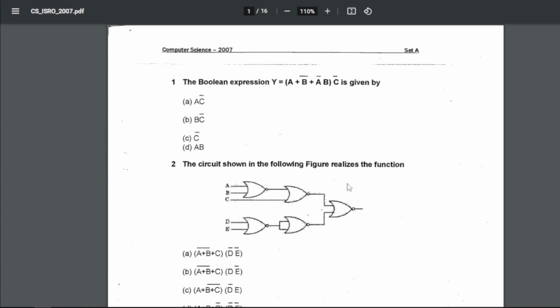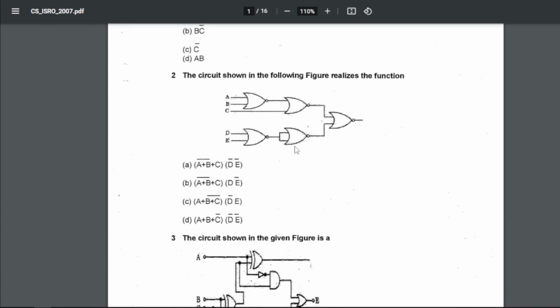So yeah, the very first question is the Boolean expression, that is y equals to a plus b bar plus a bar b into c bar is given by what? So if you solve this particular question further, you will definitely get the C bar, right? So option C will be our correct answer.